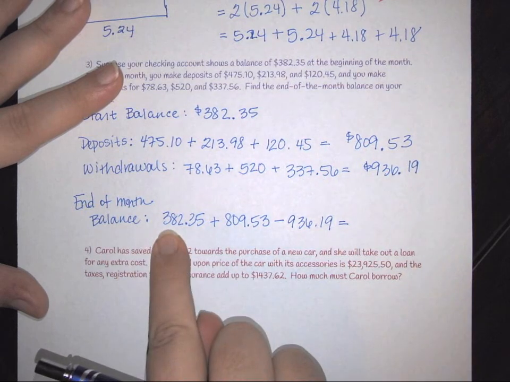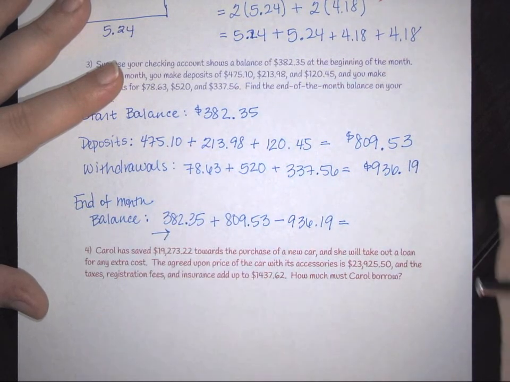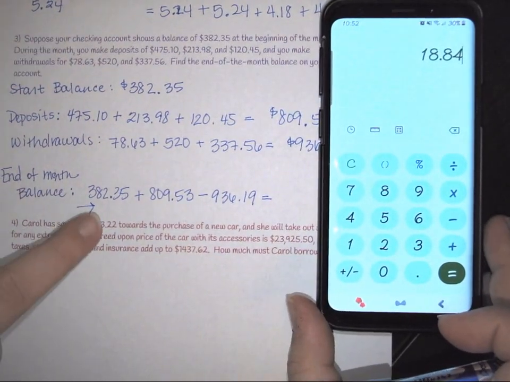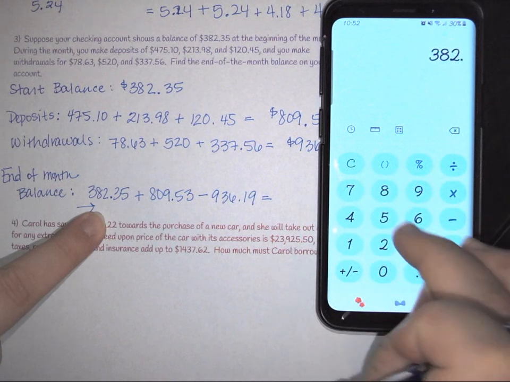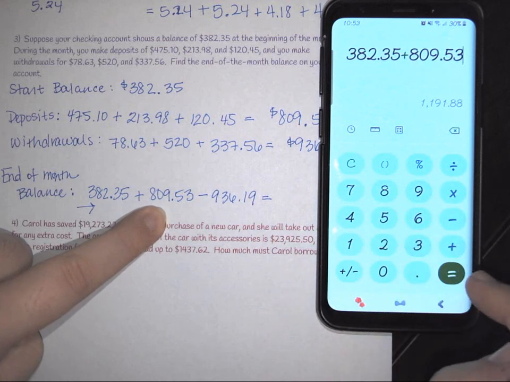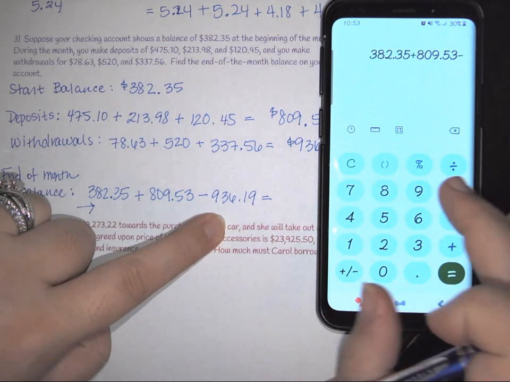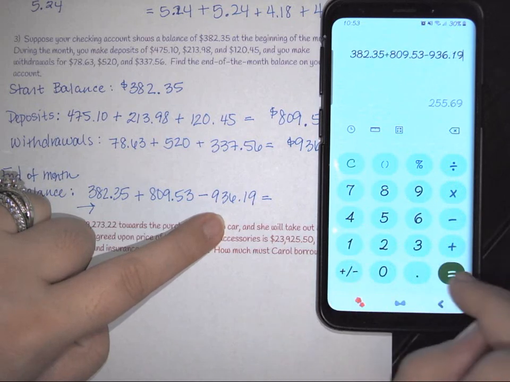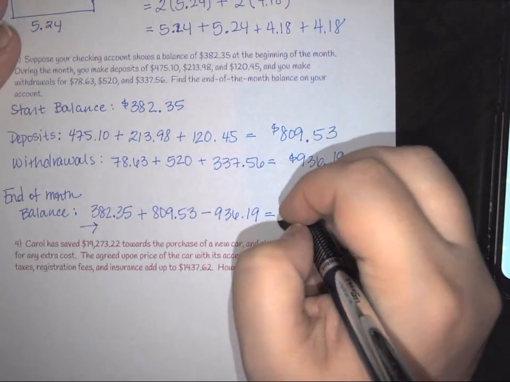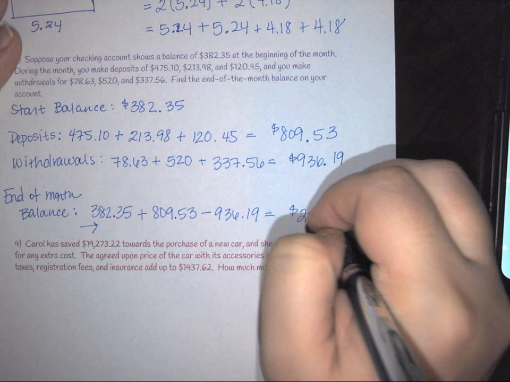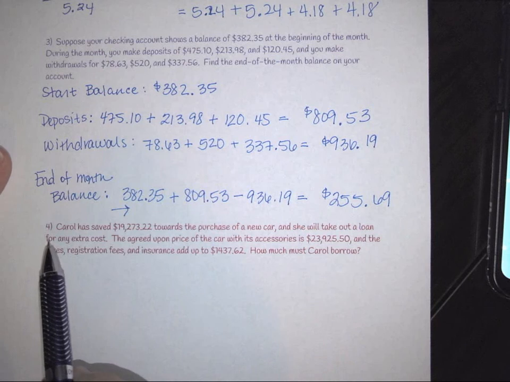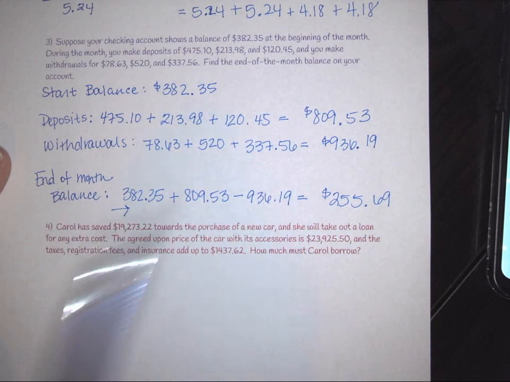So you would start from the left. So you're going to work left to right. So if we looked at our calculator, you would work left to right. So we would start with $382.35. We're going to then add in the $809.53. And then we're going to subtract away the $936.19. And it's going to leave us with $255.69. So what you have to remember here is that order of operations always says start from left, work left to right, and add and subtract as you go.